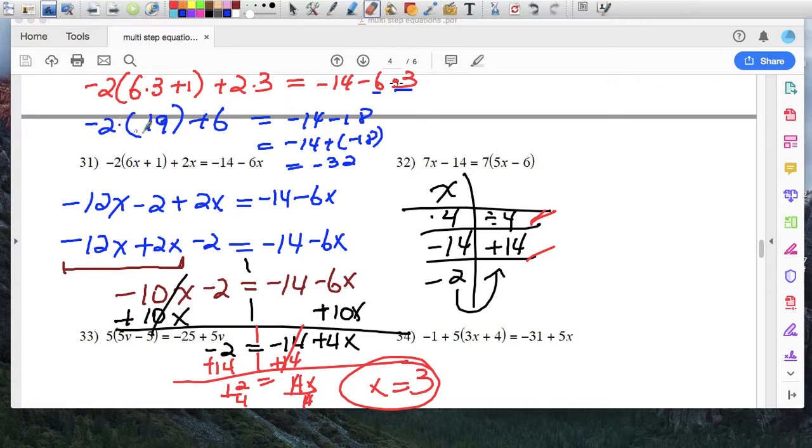Negative 2, so this is multiplying negative 2 times 19 is negative 38, plus 6, and negative 38 plus 6, guess what? It equals negative 32. So our check is just fine.